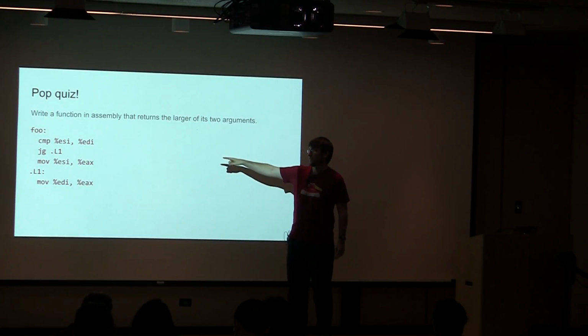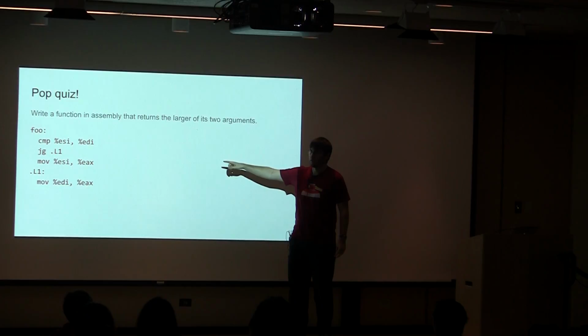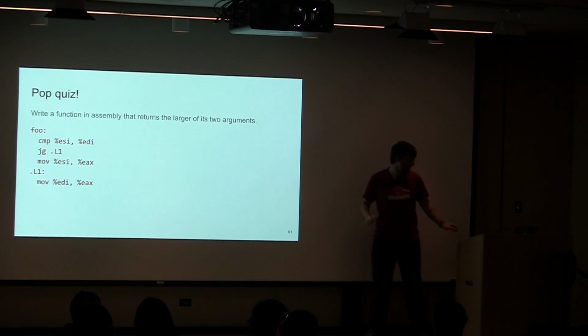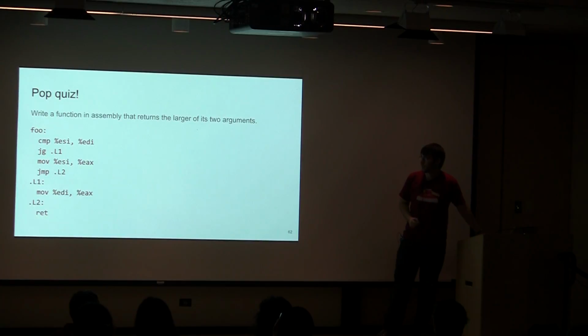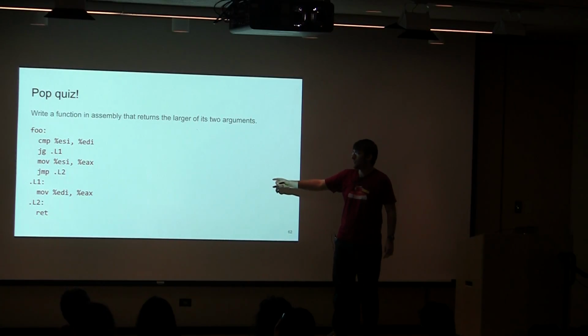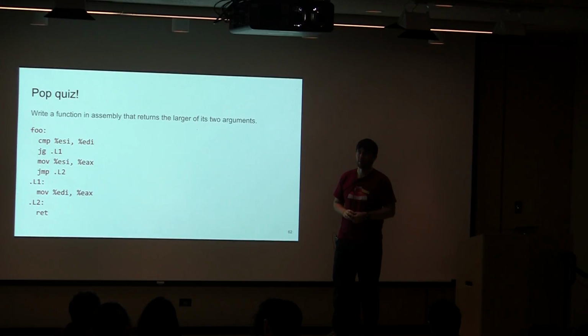If we move ESI into EAX, if we don't do something, then we're just going to keep going to the next instruction. Then we're going to also move EDI, but we don't want that. So let's also add a jump past the else case. And then the last thing we need at the end is a return. Cool, and then we're done. So this is a very simple if statement that we constructed with an if case and an else case.